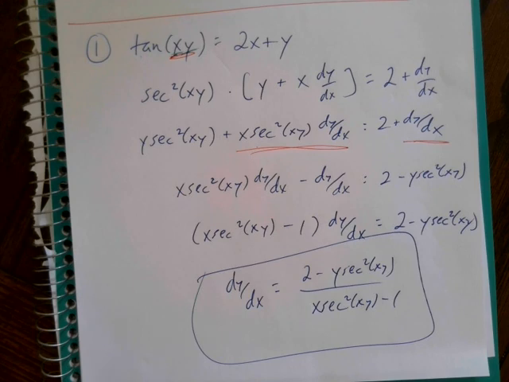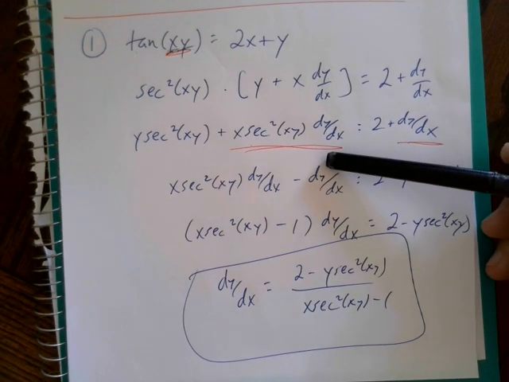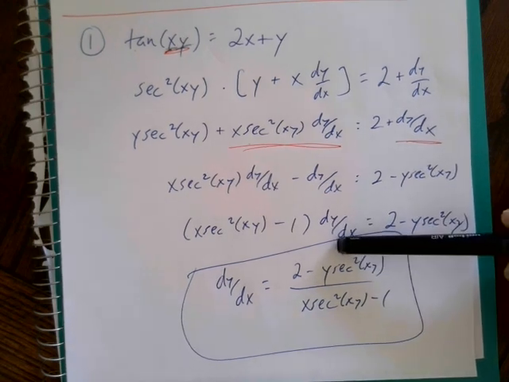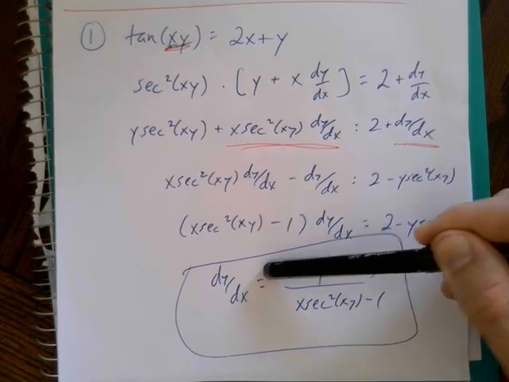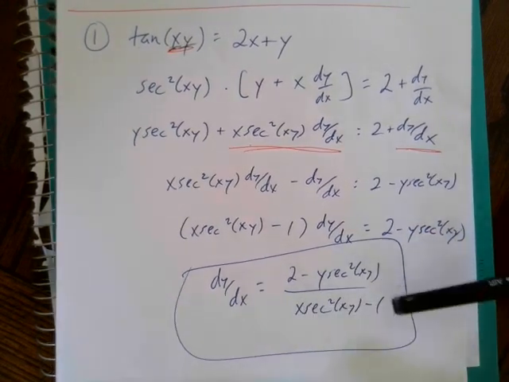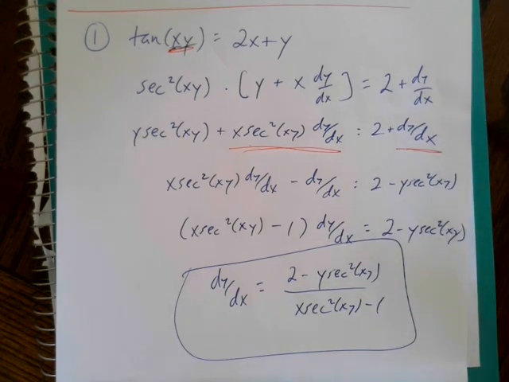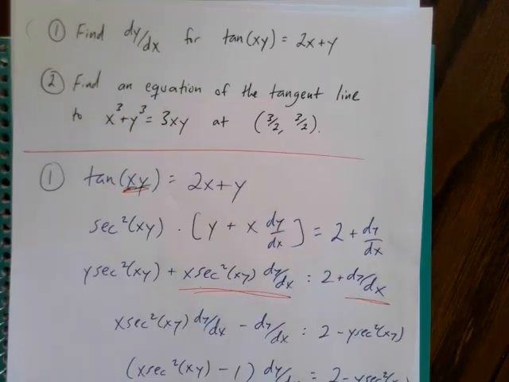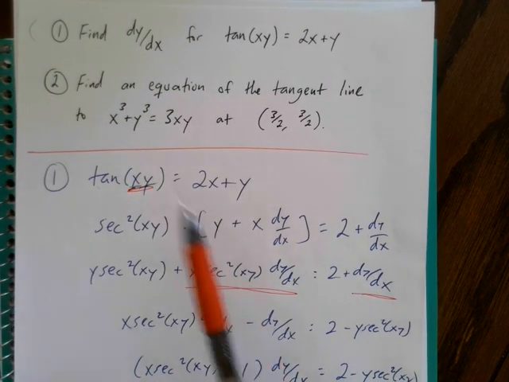And yours might look different if you solve this in a different way. If you move the dy/dx terms to the right side, it would just be like the opposite. You'd have that minus 2 over that minus the secant squared term. Right? Because when you solve equations differently, the answer is just a little bit different. Let's solve the second one now. The equation, the tangent line of this curve right here.